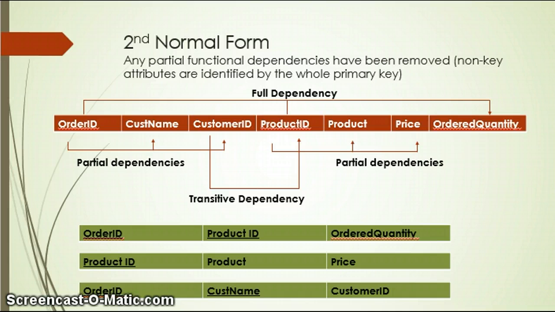Here we can see that the customer name and customer ID are partially dependent on order ID. Product price and product are partially dependent on product ID, while both order ID and product ID have full dependency on order quantity. We remove partial dependency by listing non-key attributes to be identified by the whole primary key.